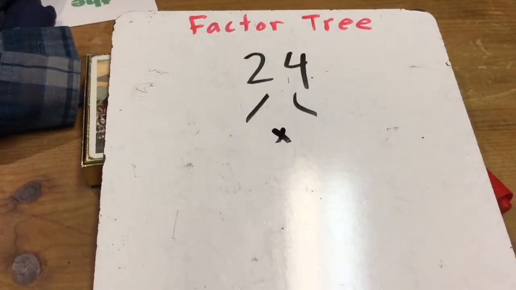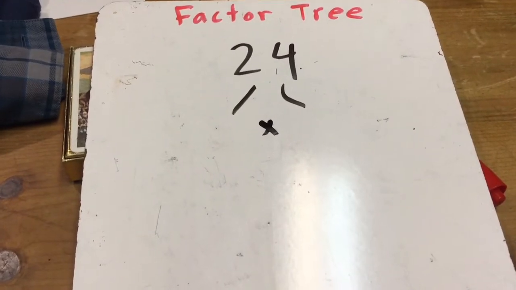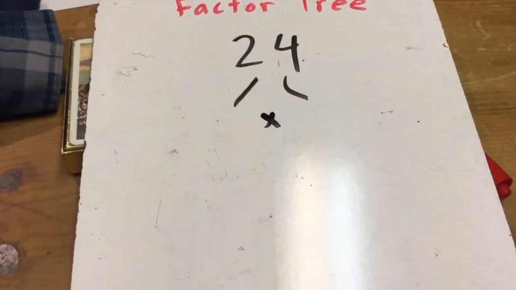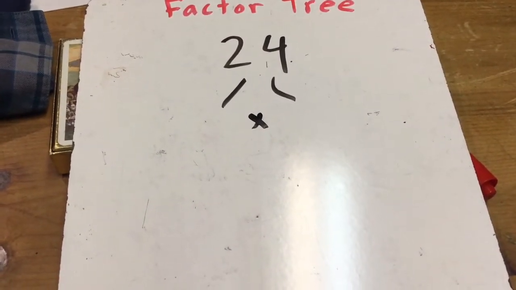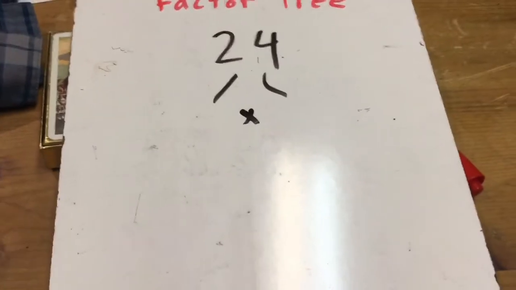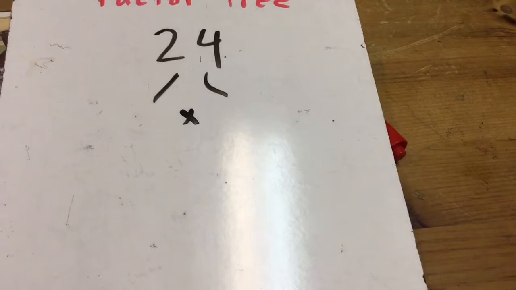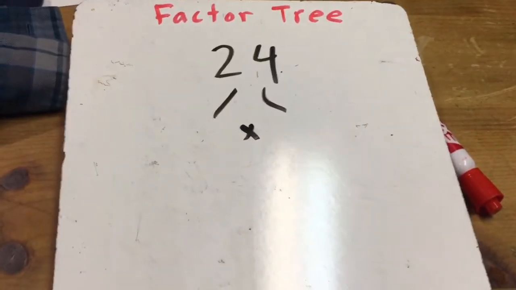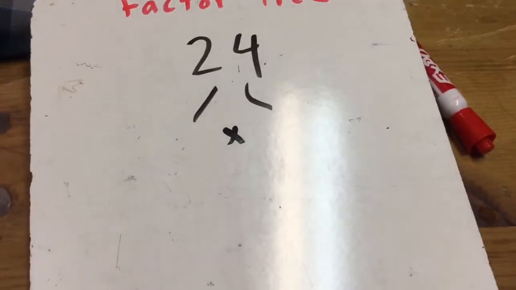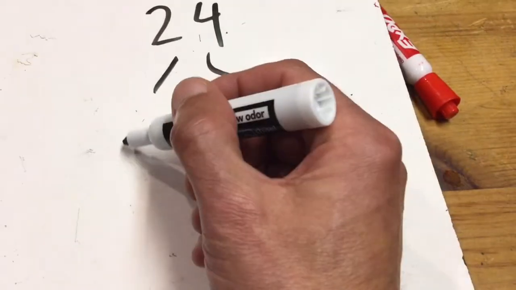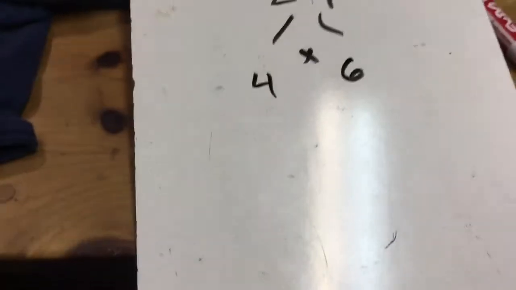Okay, the reason this is called a factor tree is because the word factor means the multiples. So under 24, what's a way I can make 24 multiplying? In other words, what times what gives me 24? Well, there's a few right answers. 2 times 12, 4 times 6, 3 times 8. I'm going to go with 4 times 6 because that equals 24.